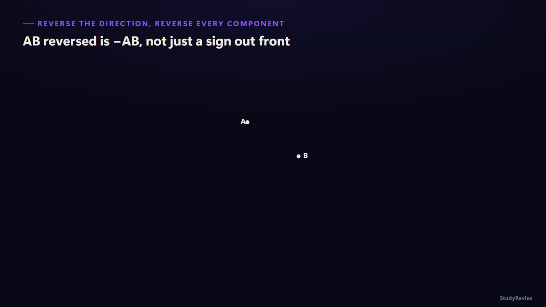Now, a completely different topic, but the same instinct to lose a small but critical detail: vectors and direction. A vector has both a size and a direction, and reversing that direction doesn't change the size at all, but it does reverse every single component.